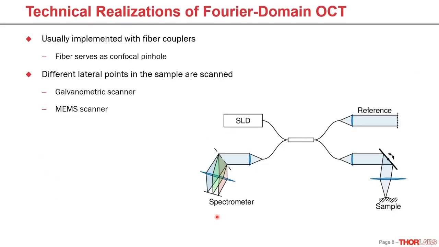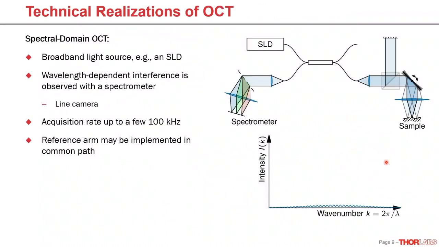And the basic principle is, again, the same. You have a reference arm, you scan your sample, you have a broadband source or somehow have the detection of the different wavelengths, but you again use fibers, usually at least, to get the confocal pinhole. And you again use a galvanometric or a MEMS scanner to scan laterally. And now we can have a look at the two different technical realizations. The first is spectral domain OCT.